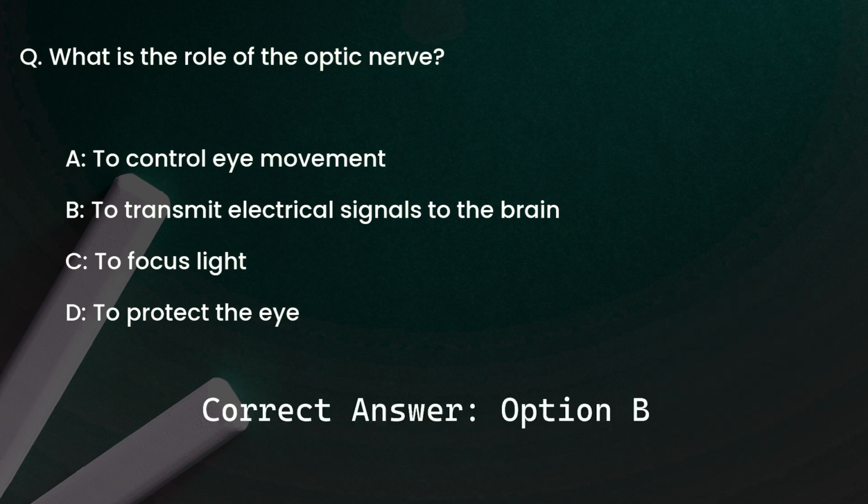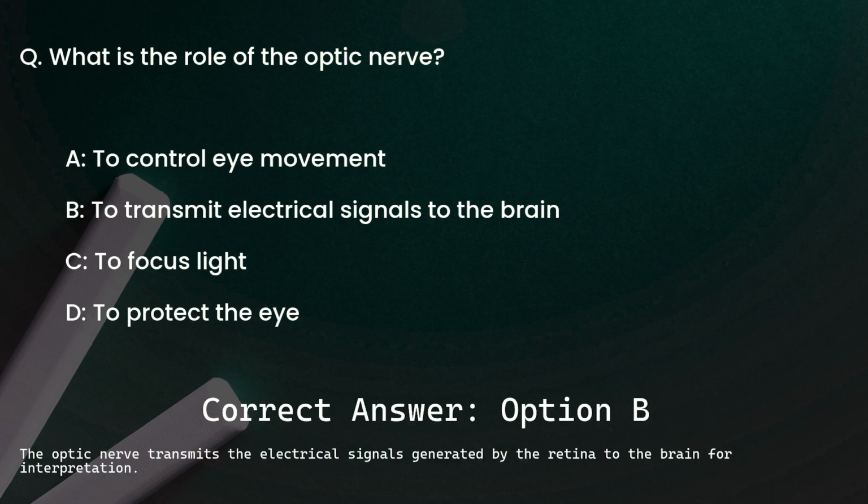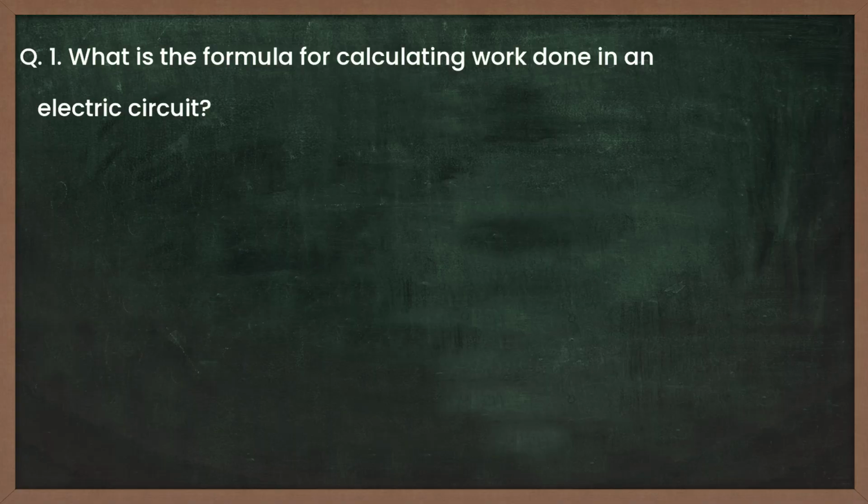The correct answer is option B, which is to transmit electrical signals to the brain. The optic nerve transmits the electrical signals generated by the retina to the brain for interpretation. Question 1. What is the formula for calculating work done in an electric circuit?